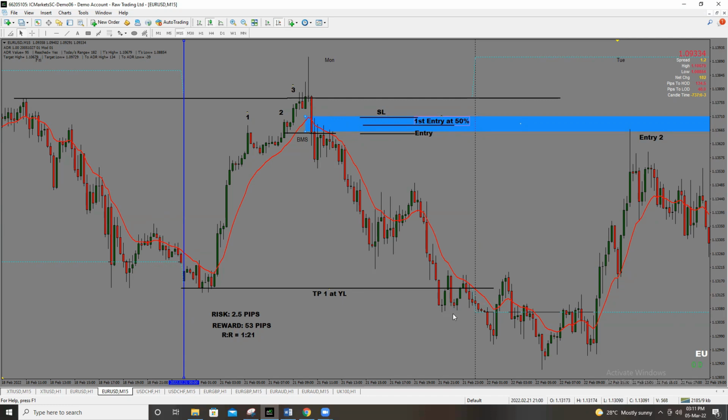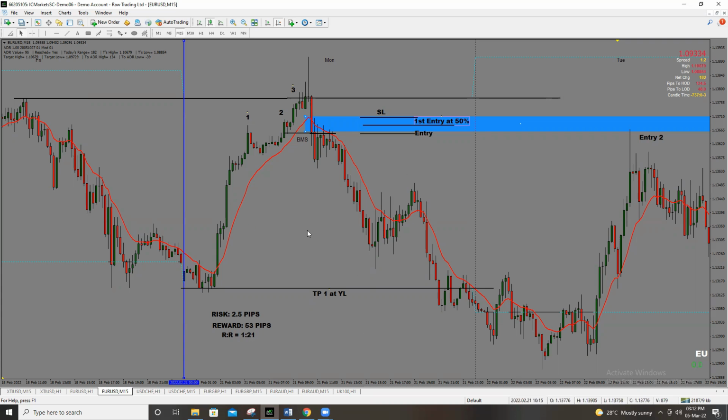In this case here, you're risking 2.5 pips. Your reward is 53 pips, meaning your risk reward ratio is 1:21. That's why I'm saying this strategy is really awesome if you can follow the rules. Now, day 2, remember we said this strategy has an opportunity to give you a 2x2 trade. So day 2, what do you do?